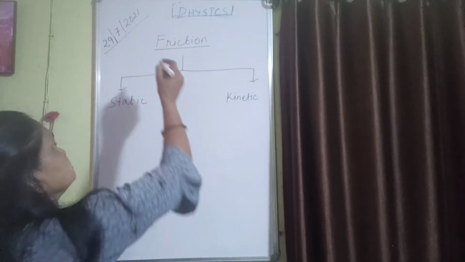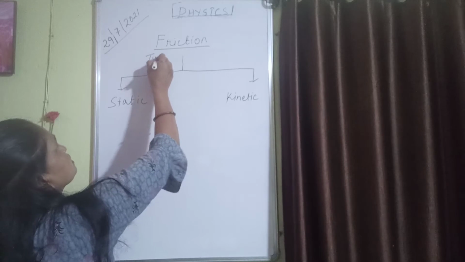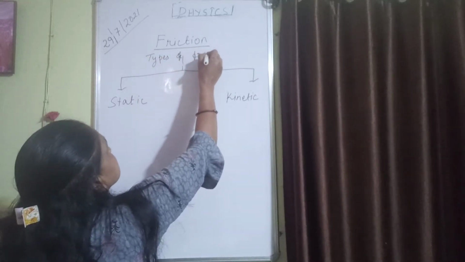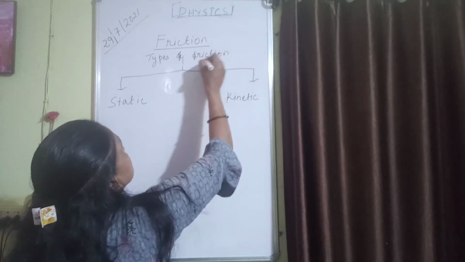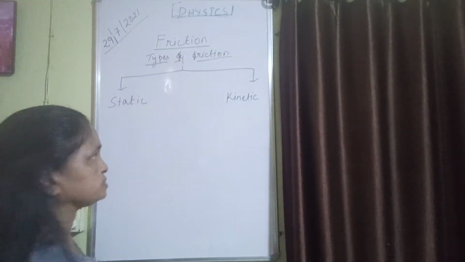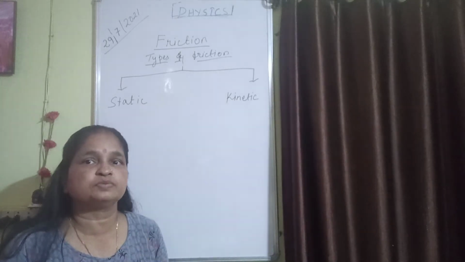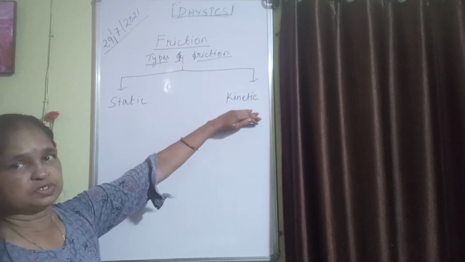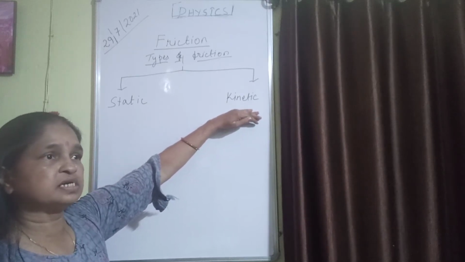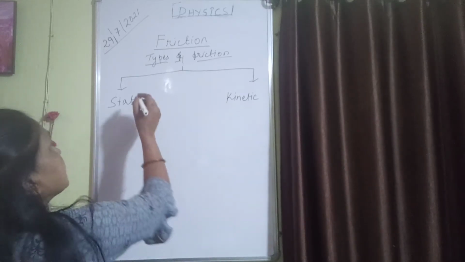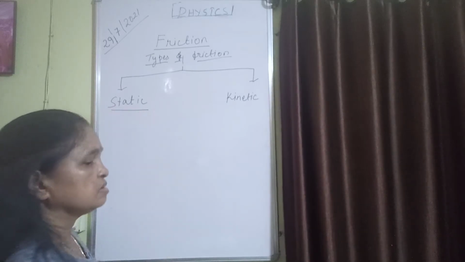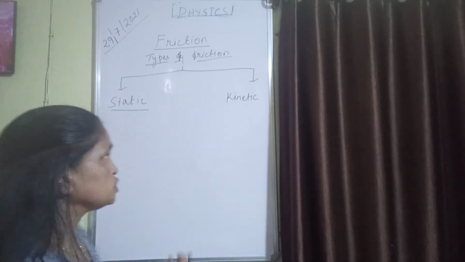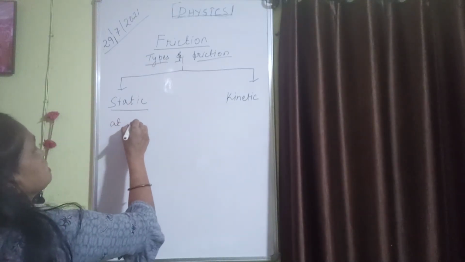Types of friction. Here we will study today types of friction. There are two types of friction: static friction, kinetic friction. So let us consider one by one. Static is a word which means at rest. So here directly I am writing rest.